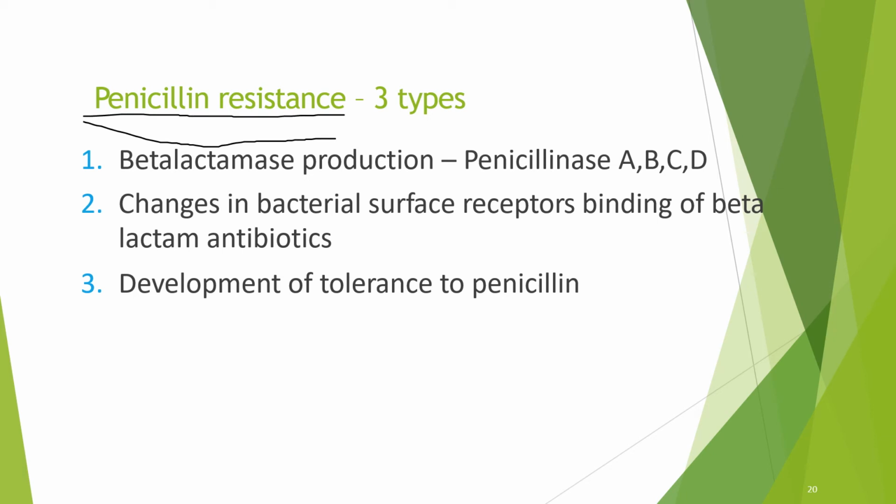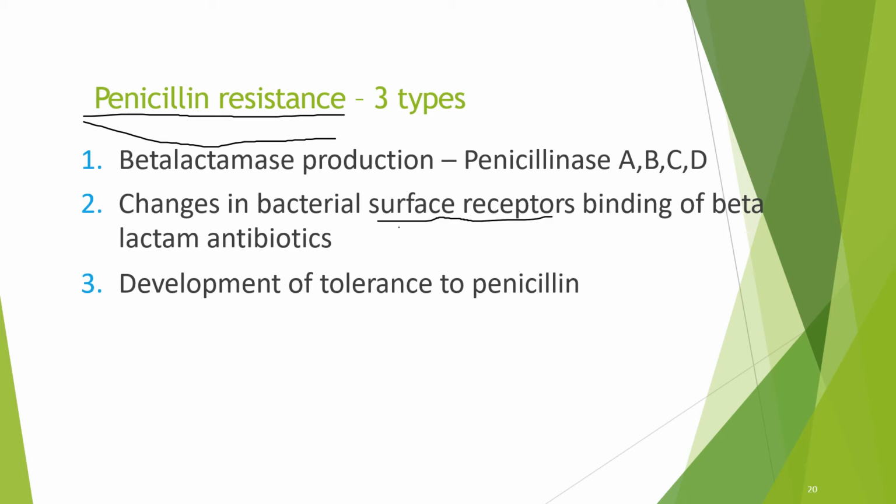Change in bacterial surface receptors binding to the beta lactam antibiotics. Changes in bacterial surface receptors binding to beta lactam antibiotics develop tolerance to penicillin. So every time it binds to the beta lactam antibiotics, what happens is it changes its bacterial surface receptors. That is the main point.